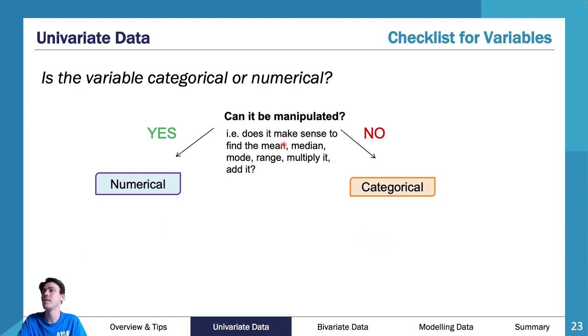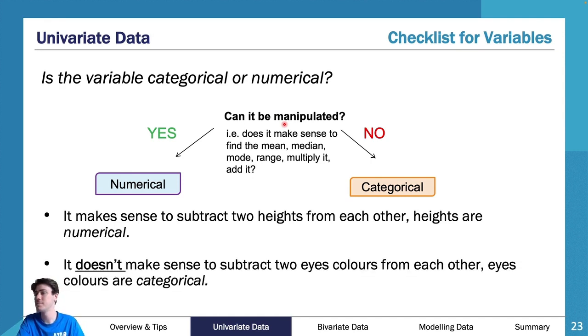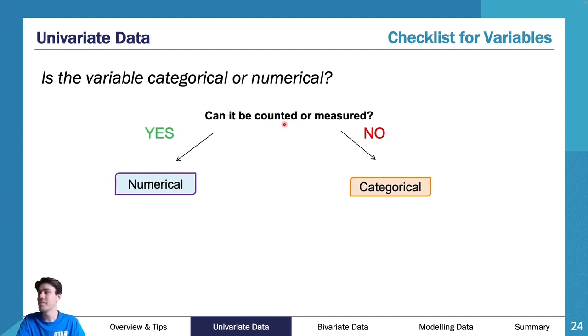So another way of thinking about it is these questions that I'll pose to you. My first question is, can it be manipulated? Can I manipulate this piece of data? Does it make sense to find the mean, median, mode, range, etc.? Yes, well then it's numerical. If it's not, then it's categorical. It makes sense to subtract two heights from each other. It makes sense to find the median height, the mean height, etc. It doesn't make sense to find the mean football team. That doesn't make sense. There's no order to it. There's not even anything else going on with it, so you can't really do that. Can it be counted or measured?